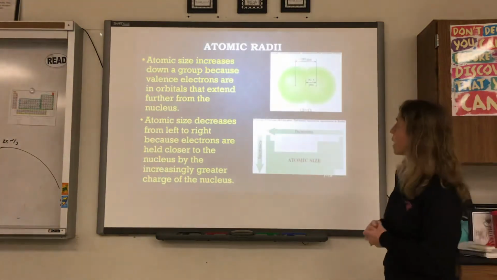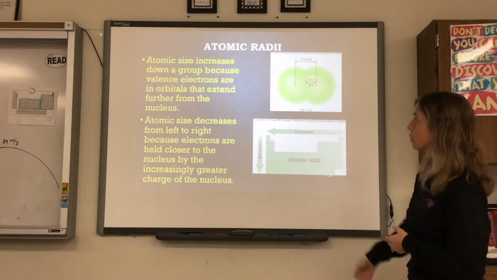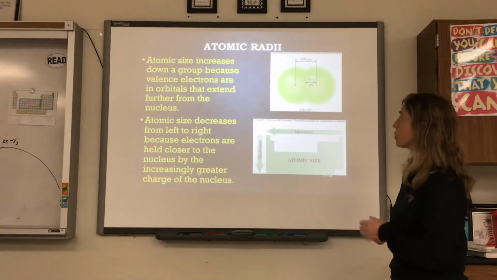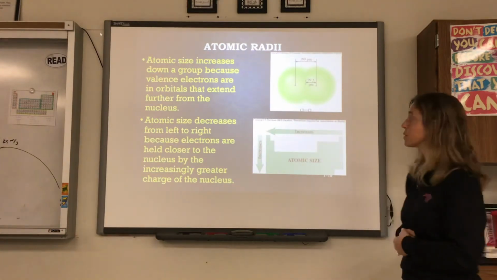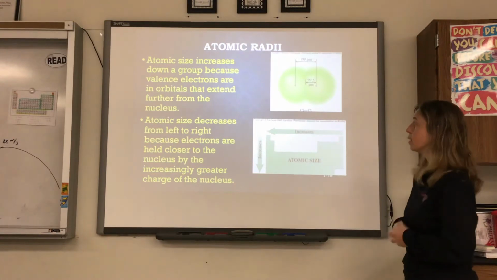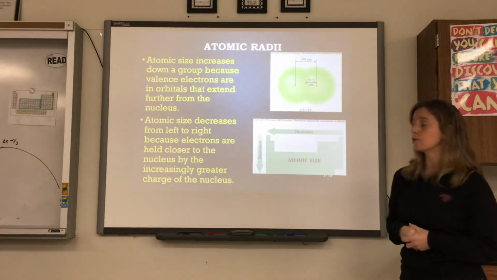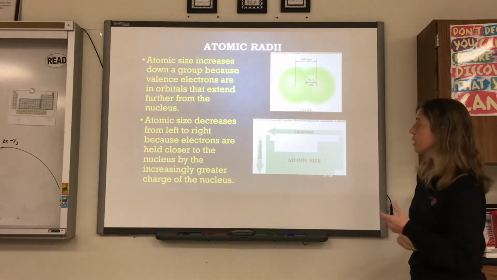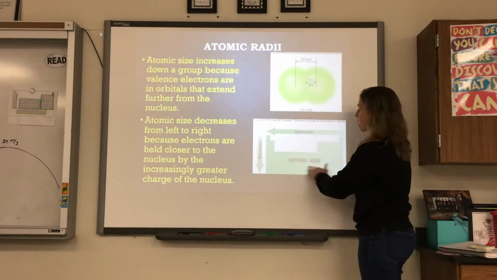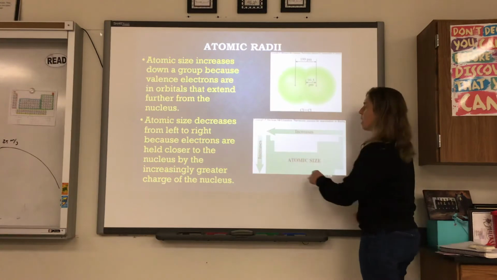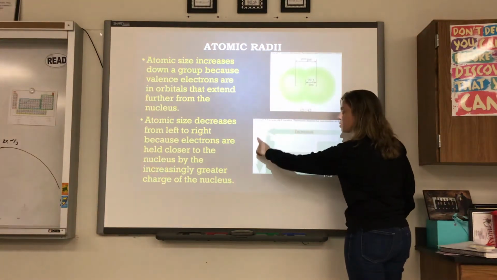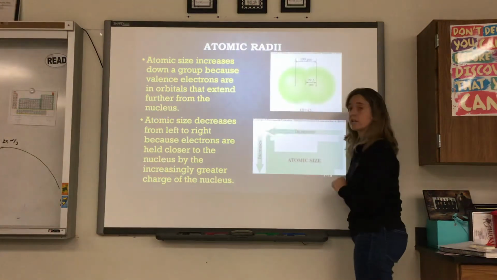Atomic size increases down a group because valence electrons are in orbitals that extend further from the nucleus. The atomic size decreases from left to right, okay, because the electrons are held closer to the nucleus by the increasingly greater charge of the nucleus. So on your chart that says atomic size or atomic radius, I want you to draw an arrow on the left side that points down and says increases.